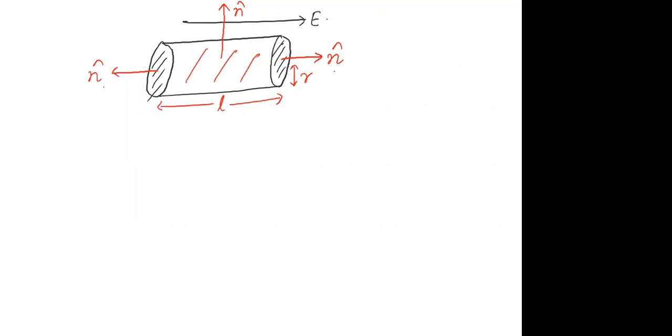Sir, tell me, the cylinder is the combination of how many surfaces which you can see from this diagram? How many area vectors, or how many directions of area vector, are you observing in this diagram?